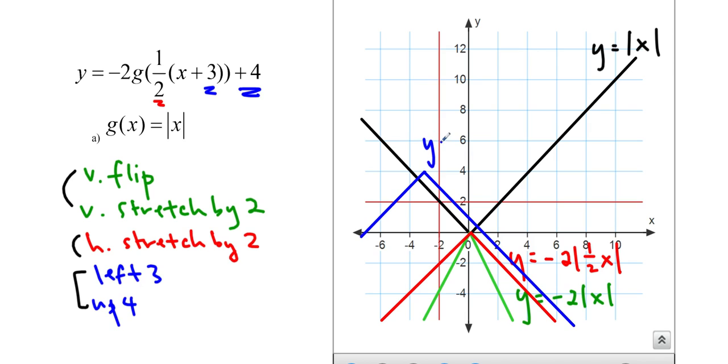y equals negative 2 absolute value of 1/2 x plus 3, plus 4. That is our transformed function. You can just see I'm using the function notation in place of the absolute value function here, so I'm just writing it wherever was inside the bracket here goes inside of the absolute value. Just replace g of x with absolute value x.